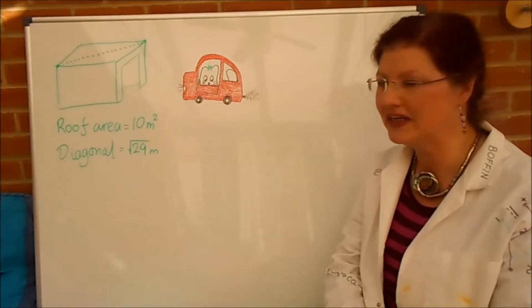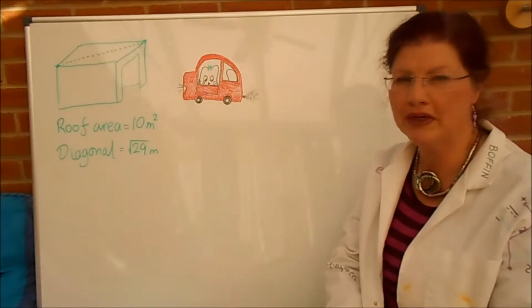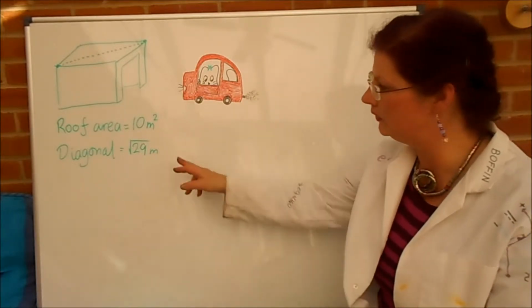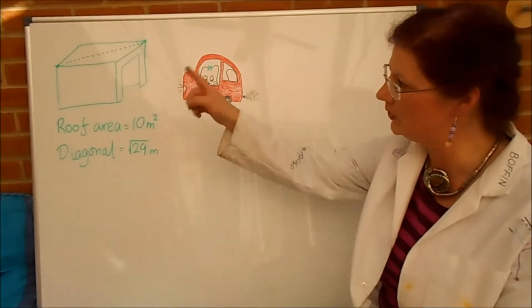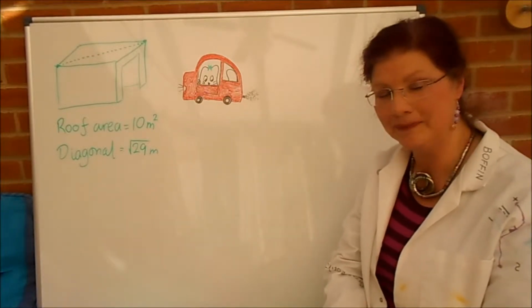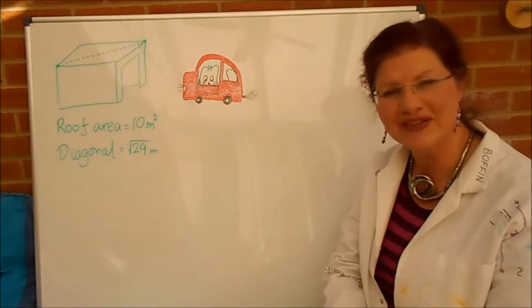The area of that rectangle is 10 square metres and she fancies doing a bit of running around, and she notices that the longest length of the diagonal of the roof is root 29 metres. So from corner to corner of the roof, which is a flat rectangle, is root 29. So all you need to do now is please work out the dimensions of the roof.